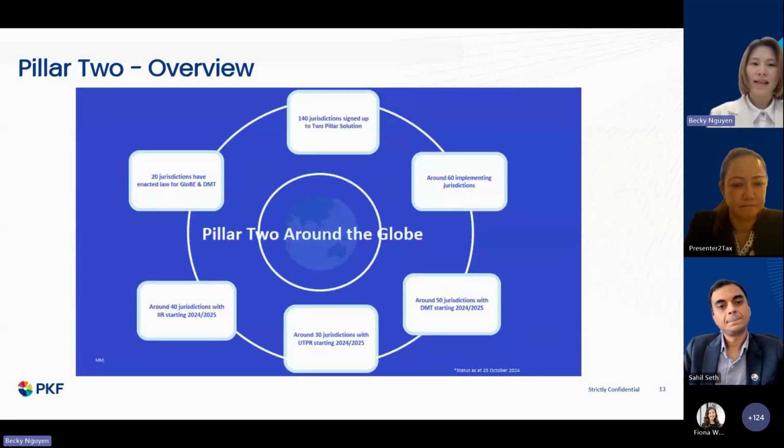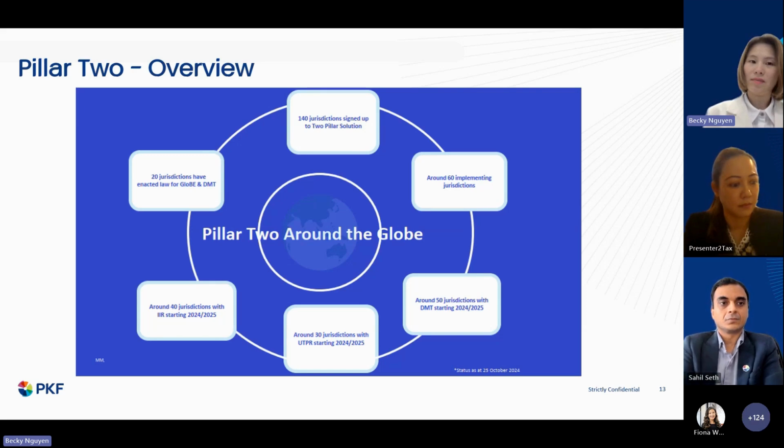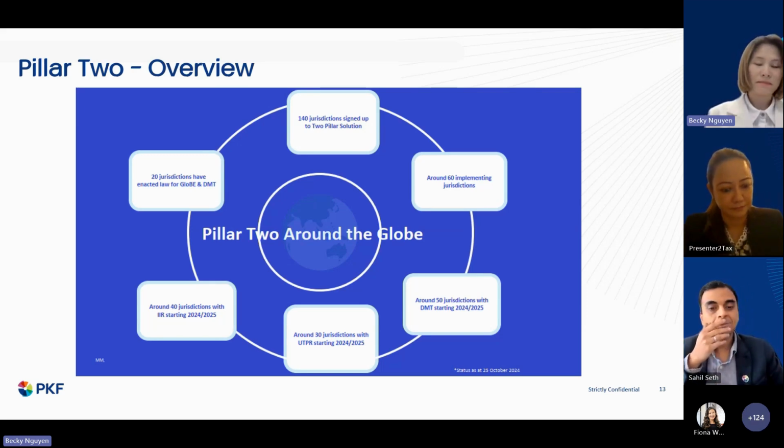So up to date, there are 140 jurisdictions that have already signed up for the 2-pillar solution, and those 140 jurisdictions represent 90% of the global GDP. It shows strong commitment between countries around the globe in terms of the 2-pillar solution.